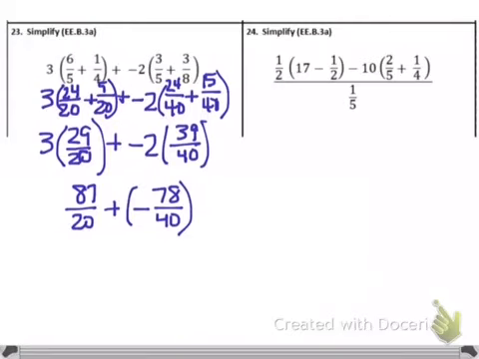Now again, all I'm doing right now, even though my numbers are large, all I'm doing is I'm adding these two fractions, which means I have to have common denominators. So I'll change this one to a 40.